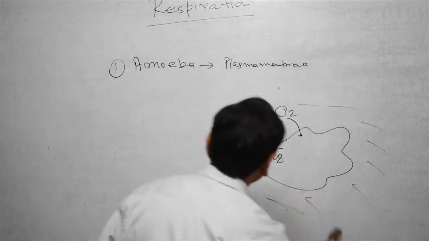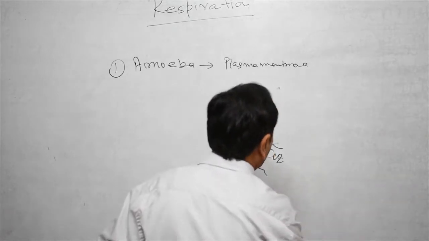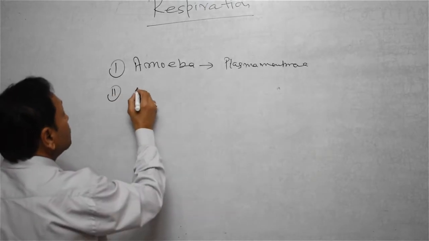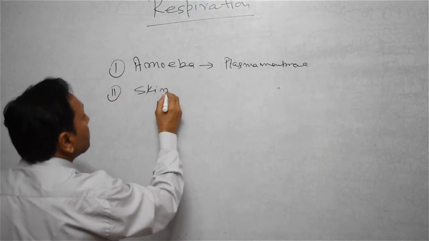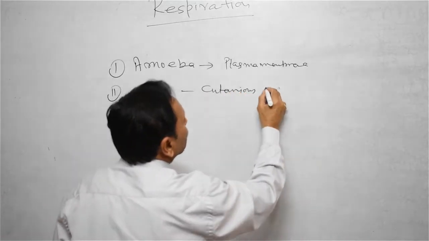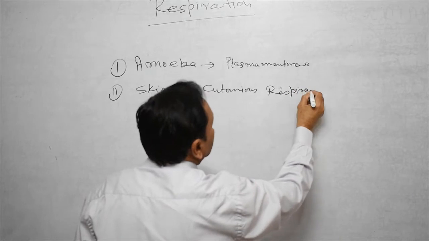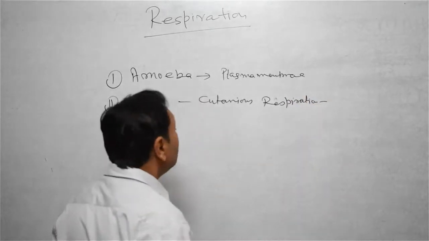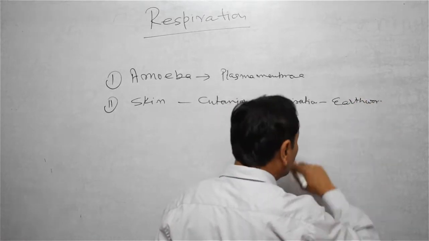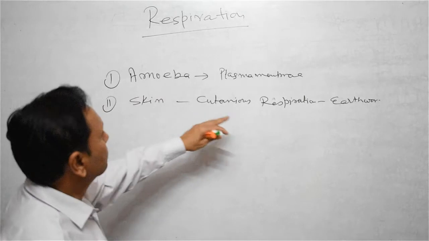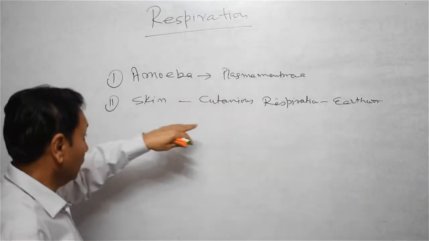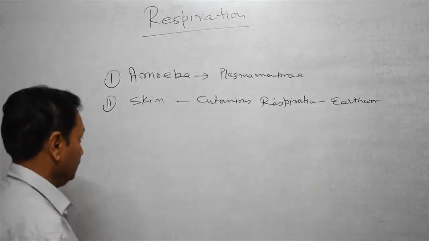Now, in the second case, respiration through skin, or exchange of gases through the skin, is called cutaneous respiration. It mainly takes place in the earthworm, and not only in earthworm but in others also. But I am just giving you the example that the earthworm mainly respires with the help of its cuticle, so it is called cutaneous respiration.